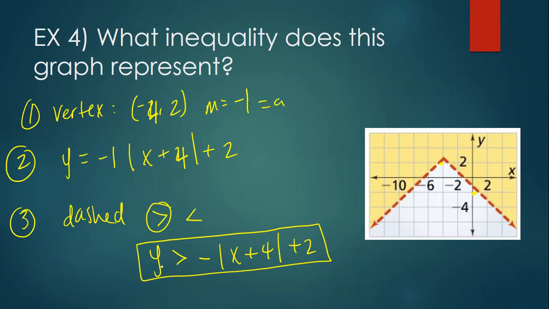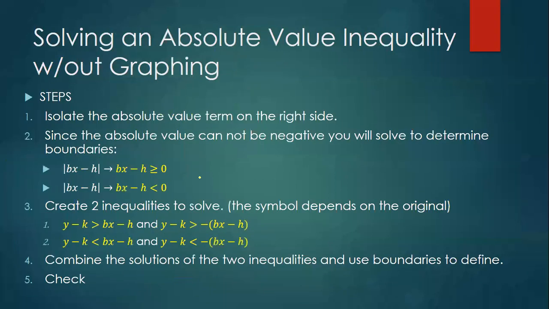Good? Not good? Okay, the last part of our notes. This is where it gets a little interesting. We're solving an absolute value inequality without graphing. Okay, so here are the steps that we have to follow. We're going to isolate the absolute value term on the right side. Since the absolute value cannot be negative, you will solve to determine the boundaries. So to determine the boundaries, we take whatever's inside the absolute values, and we're going to set it greater than or equal to 0 and less than 0 and solve for x.